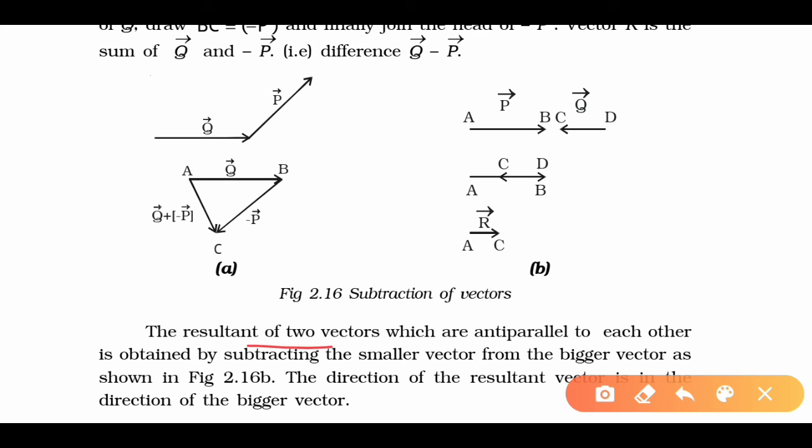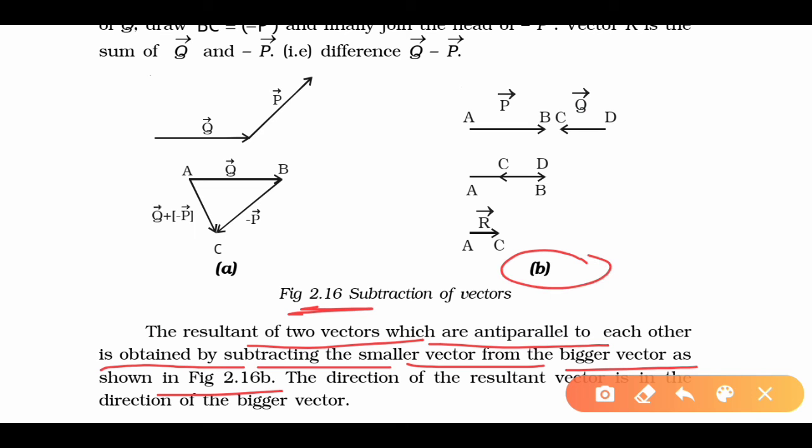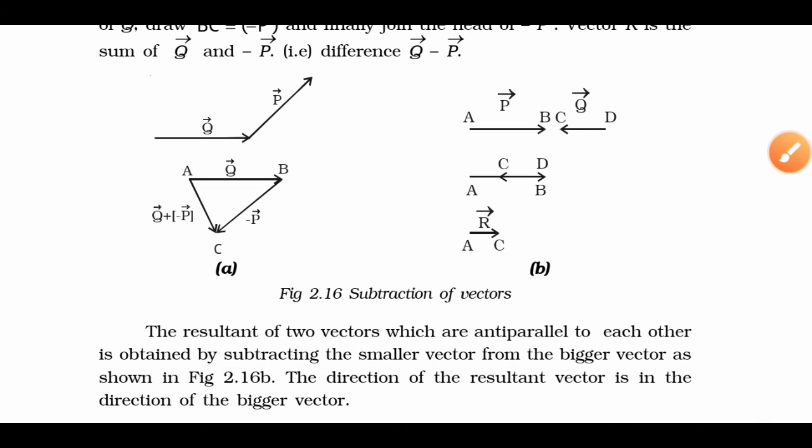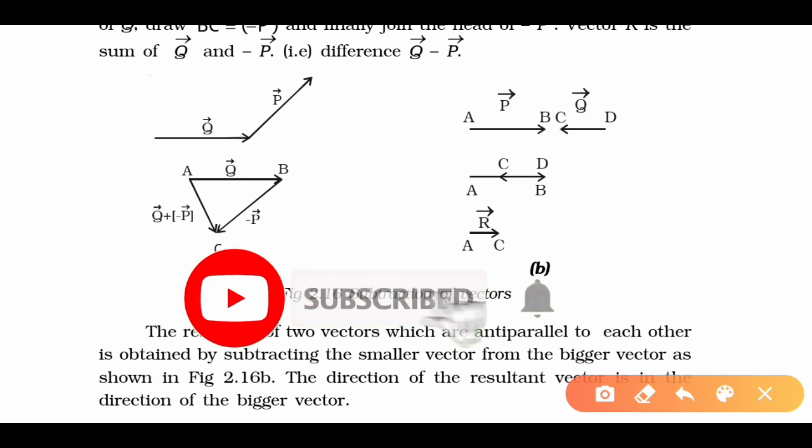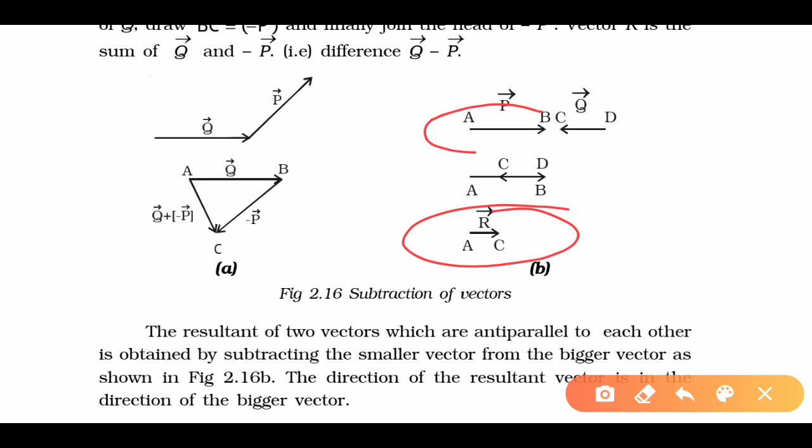The resultant of two vectors which are anti-parallel to each other is obtained by subtracting the smaller vector from the bigger vector, as shown in figure 2.16 part B. The direction of the resultant vector is in the direction of the bigger vector. So you can see the direction of resultant vector is in the direction of bigger vector, that is p vector.